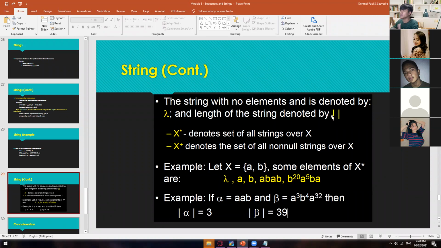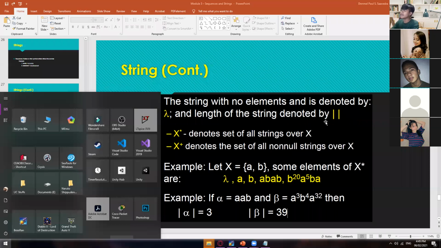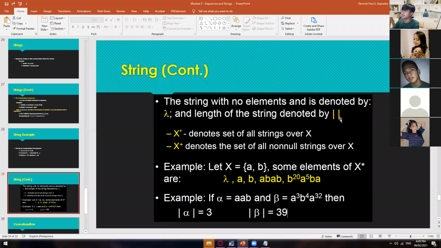And then the same with this one. If you want to know the length of the characters or elements or string of that corresponding set or corresponding sequence, then it is represented by this absolute value symbol. This one is the same as our set operations before, so we call this one cardinality, the cardinality of such a sequence or such a set.